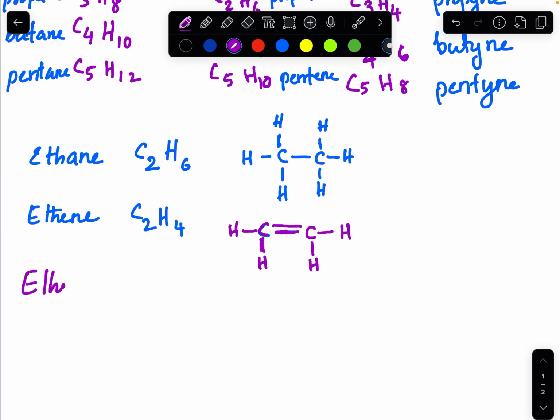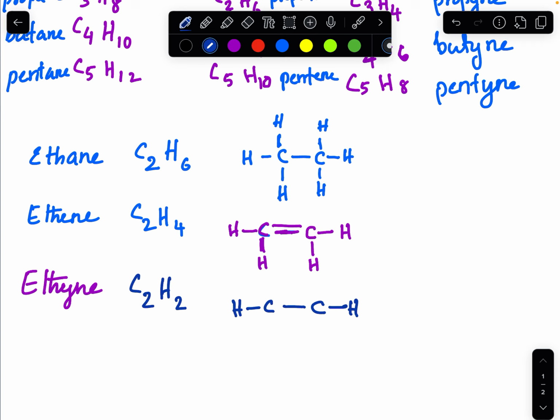Okay, so next one I'm going to draw the structure for ethyne. The ethyne formula is C2H2. Again, you don't need to worry about the formula, I'll give the formula. So there are 2 carbon, draw 2 carbon. Then seeing there are only 2 hydrogen, I'll give 1 hydrogen here, 1 hydrogen here.